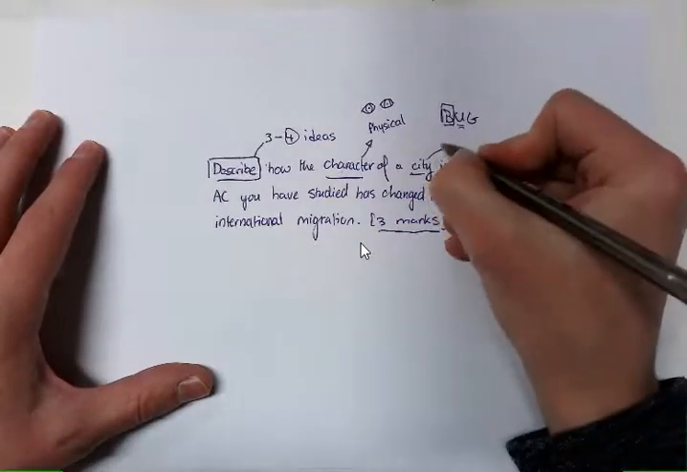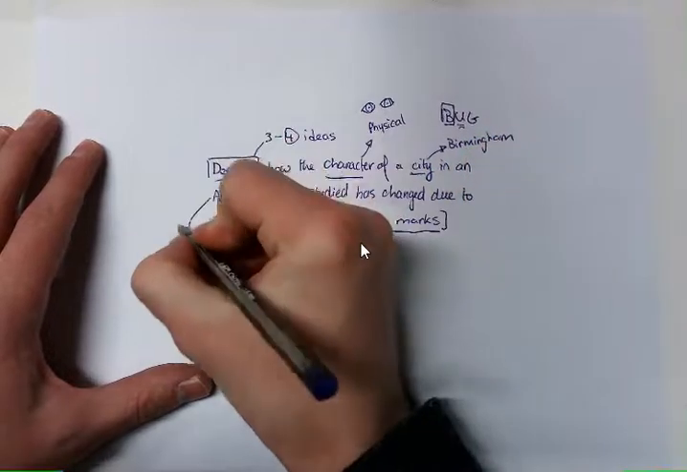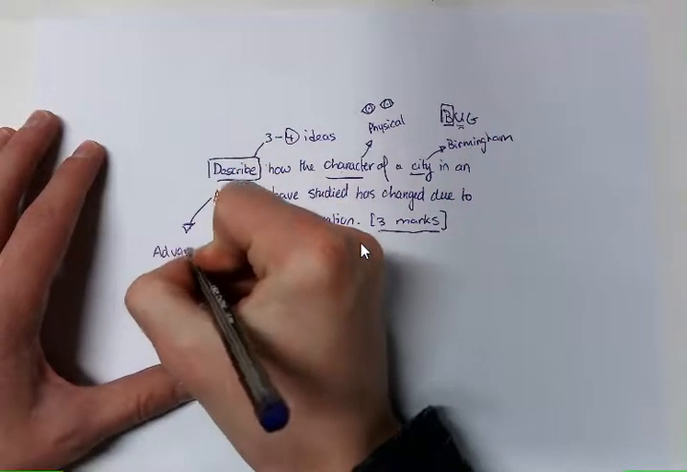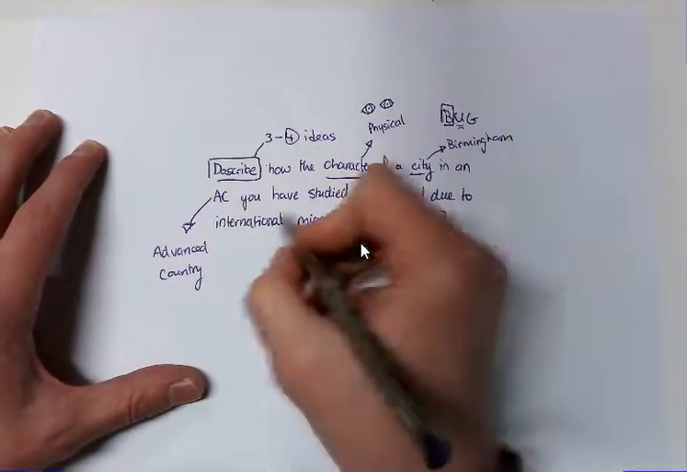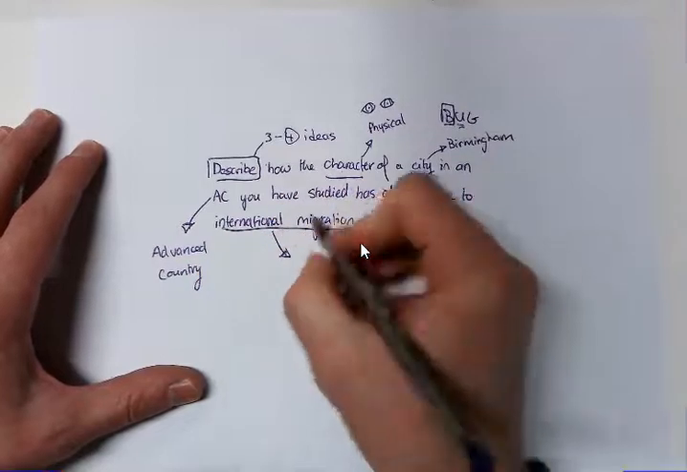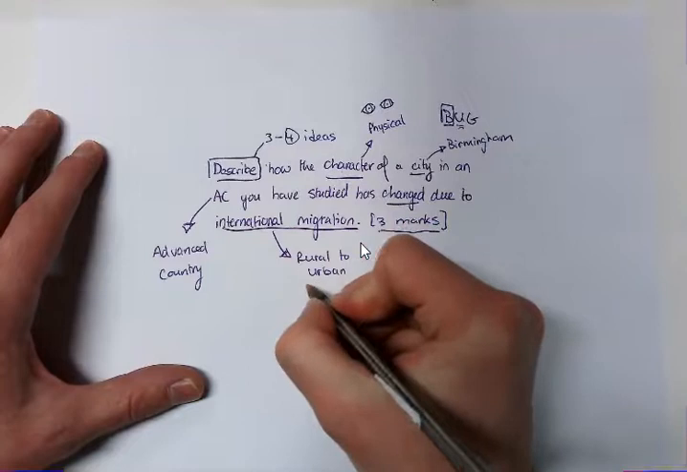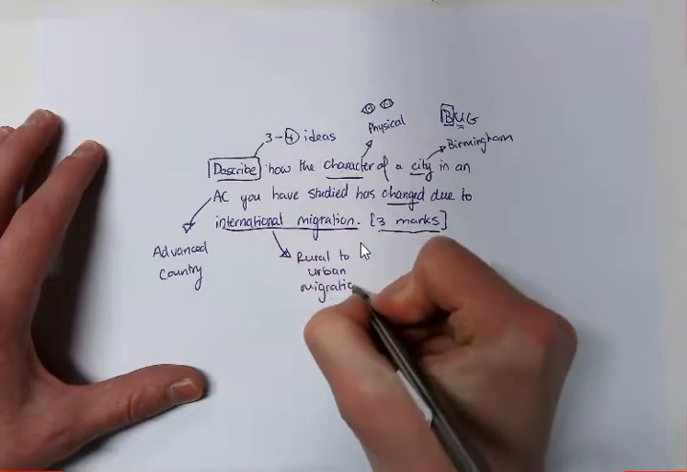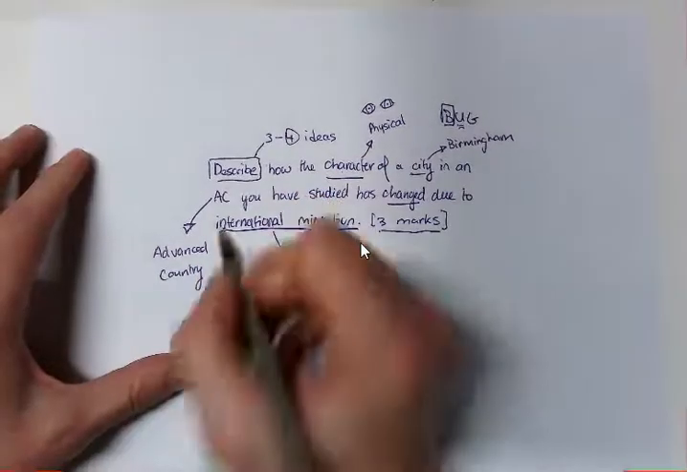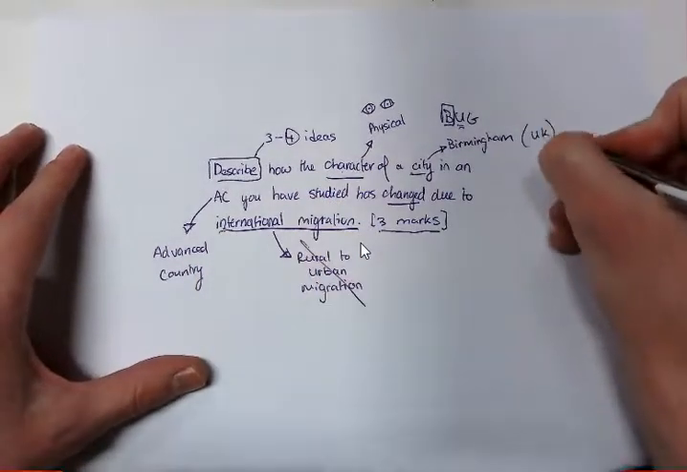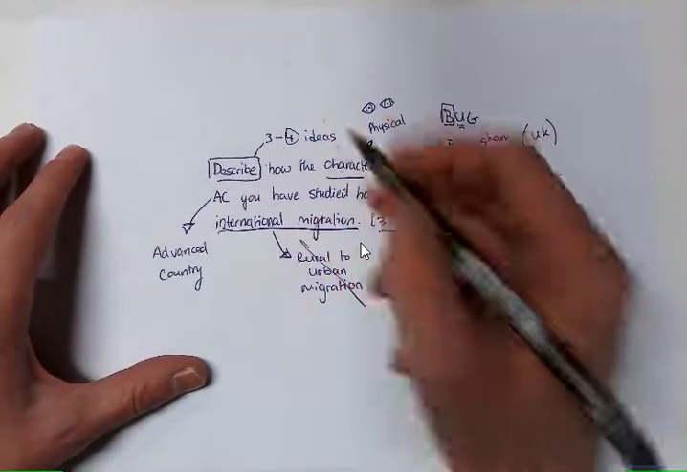The city that we've studied is going to be Birmingham, because it's an AC city, so AC stands for advanced country. Now, it's asking us to look at how it's changed due to international migration. So we cannot talk about rural to urban migration without saying specifically that it's coming from a different country, from a country outside of the one that we're looking at, which is Birmingham in the UK.